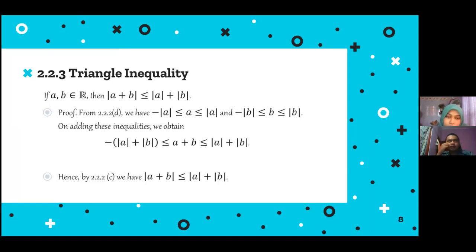The proof is, from the proof before in 2.2.2 part D, we have the negative of the absolute value of A is less than or equal to A, which is less than or equal to the absolute value of A, and negative absolute value of B is less than or equal to B, which is less than or equal to the absolute value of B. On adding these inequalities, we obtain negative absolute value of A plus absolute value of B is less than or equal to A plus B, which is less than or equal to absolute value of A plus absolute value of B. Hence, from 2.2.2 part C, we have the absolute value of A plus B is less than or equal to absolute value of A plus absolute value of B.